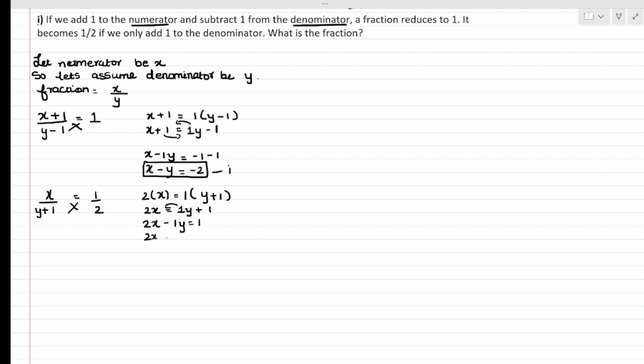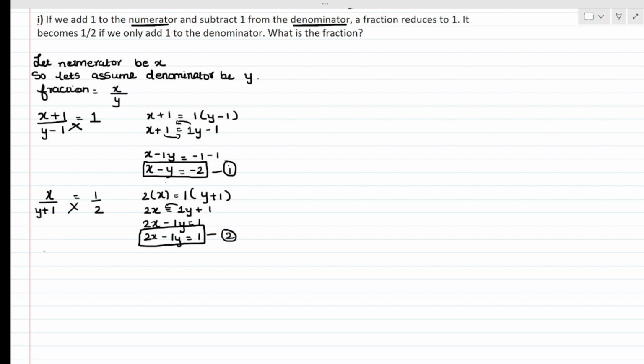2x minus 1y equals 1. It becomes my second equation. This is my equation number 2. Now you can solve this by any of the methods. You can either go for substitution or elimination, whatever method you like. I'm going with substitution. I'm starting with the substitution method.